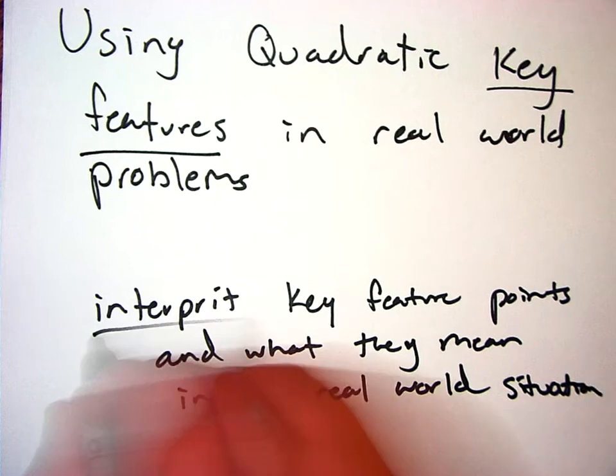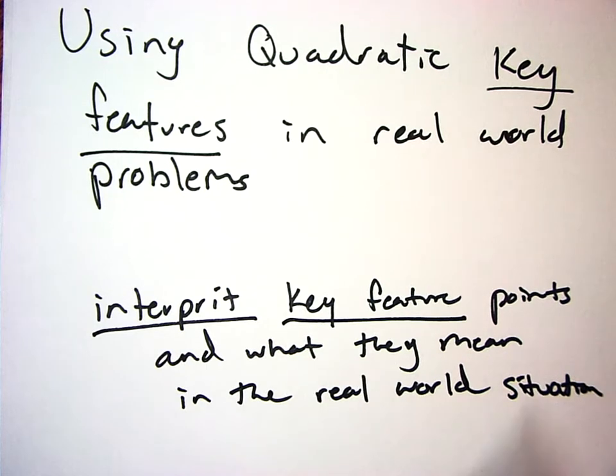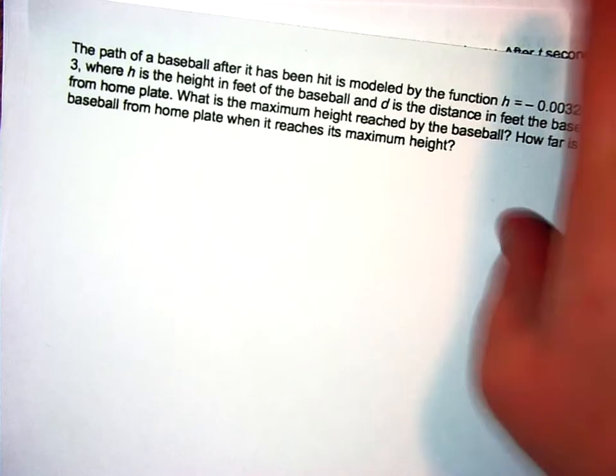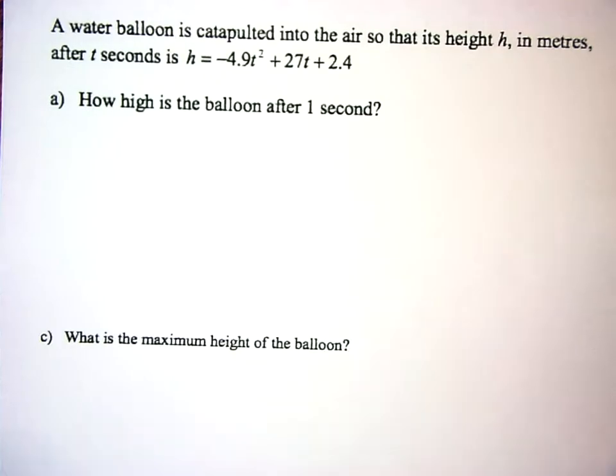So what we need to do is interpret these key feature points. Okay, we're going to be looking at points and where we use these points. So tonight we're going to be looking at 3 word problems, 3 models that use this, okay? So let's look at our first one here. And it's probably going to be a little small on the video, so I will read it to you.